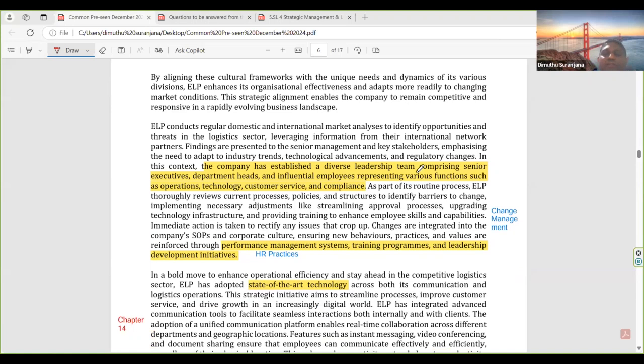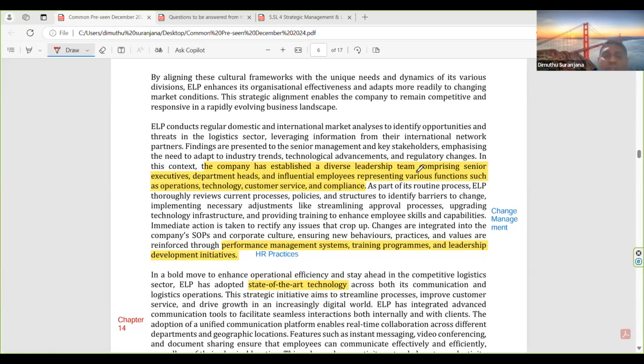probably trained to be leaders representing various functions such as operations, technology, customer service, and compliance. As part of this process, ELP thoroughly reviews current processes, policies, and structures to identify barriers to change, implementing necessary adjustments like streamlining approval processes, upgrading technology infrastructure, and providing training to enhance employee skills and capabilities. Change management. Immediate action is taken to rectify issues that crop up.